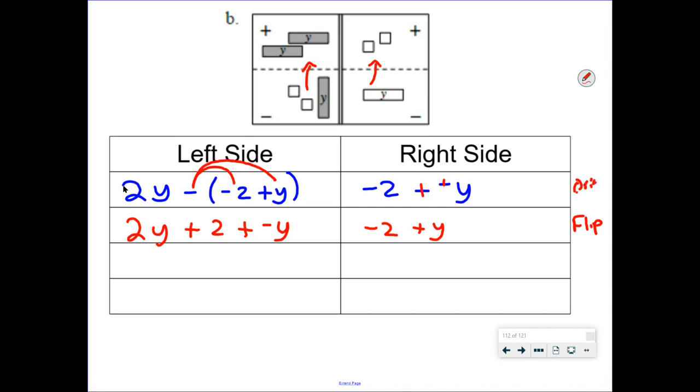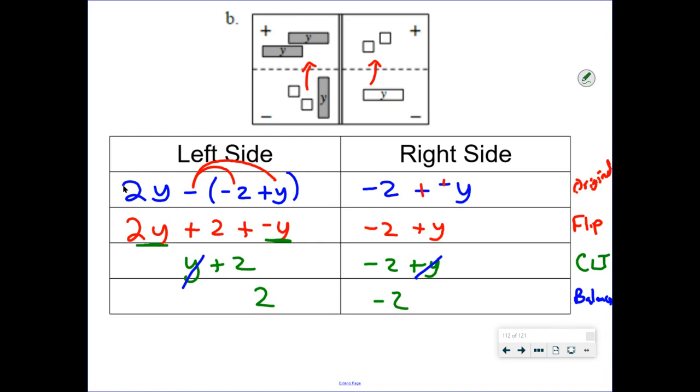Sorry, this was the original. Now, what can I do? I'm going to do CLT, combine like terms. 2y and negative y: if I've got 2 y's and a negative y, that just becomes y plus 2. Over here, there's really nothing I can combine, so negative 2 plus y. Now what can I do next? Oh, I can balance, can't I? So the next step is I'm going to balance out this y and this y, and I'm left with 2 and negative 2.